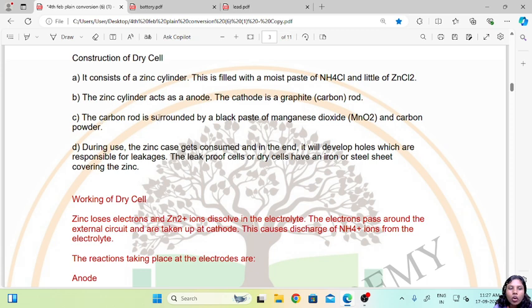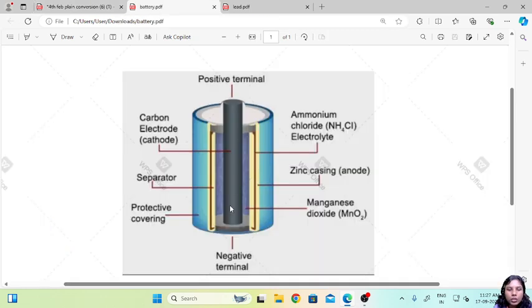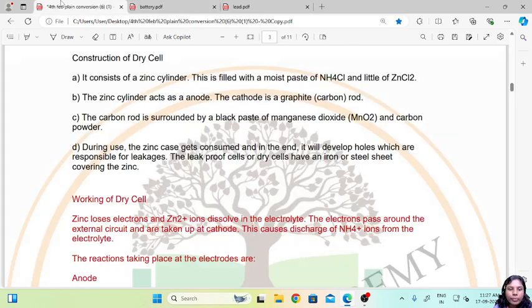The carbon rod is surrounded by a black paste of manganese dioxide. So what you see inside is this paste of manganese dioxide and some carbon powder. During use, the zinc case gets consumed and in the end it will develop holes which are responsible for leakage. The leak-proof cells or dry cells have an iron or steel sheet covering the zinc.